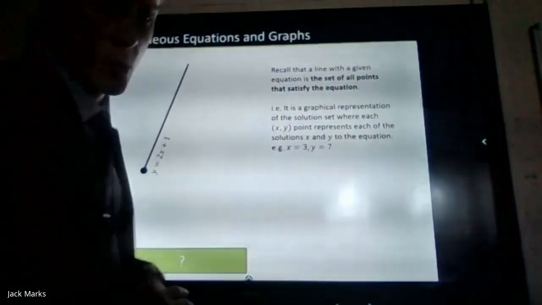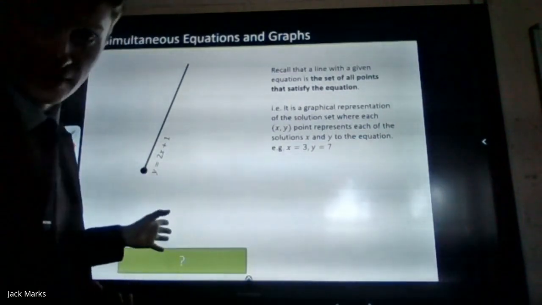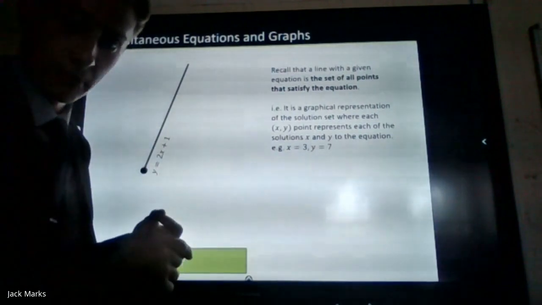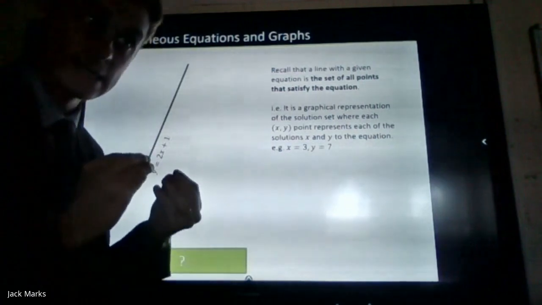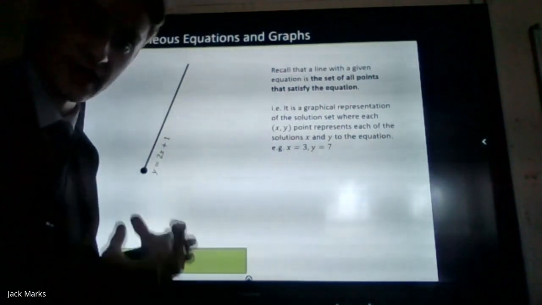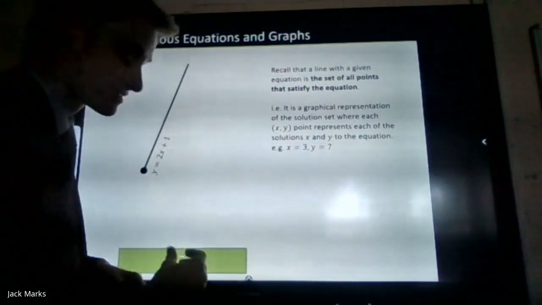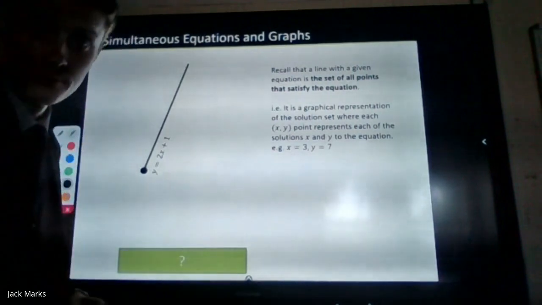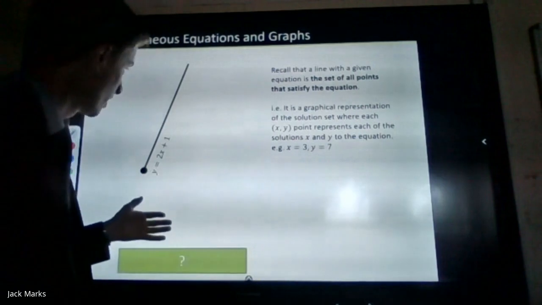So what is a line? What is y equals 2x plus 1? Well, graphically, everywhere along that line is a coordinate, okay? And all of these coordinates are sets of x and y values that satisfy a rule. So everywhere on this line is such that if you put the x and the y values in here, this equation will work. If it's not on the line, it means that that equation doesn't work, okay?